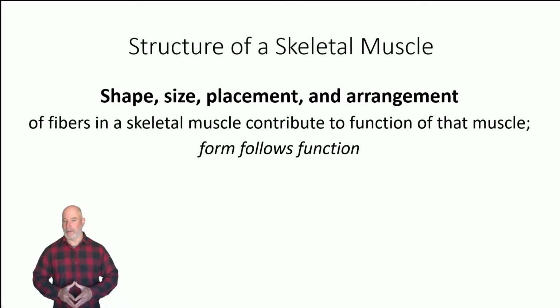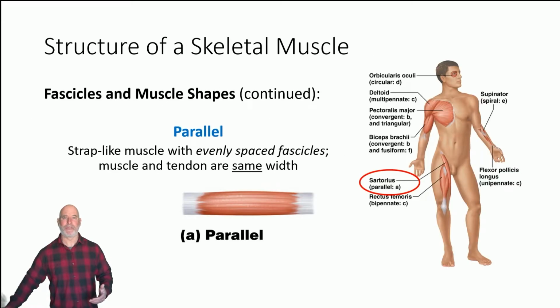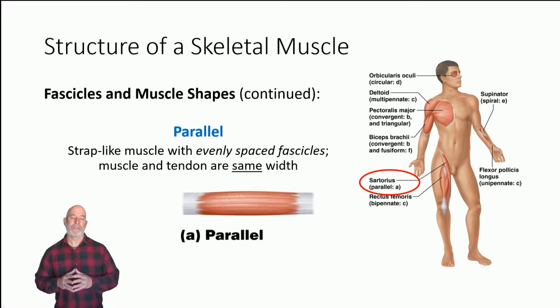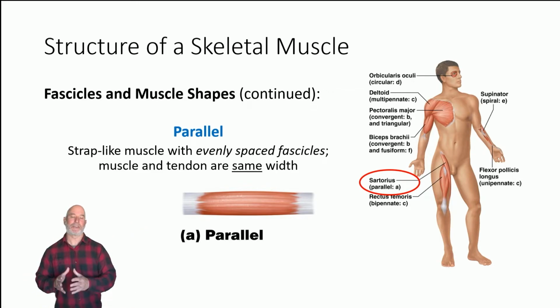Now, our muscles come in different sizes, different shapes, and they're in different areas and arrangements throughout our body. And form and function matter, right? Form follows function. So let's take a closer look at what I mean about the different sizes and shapes of muscle. So the first one is this parallel muscle here. You have a muscle called a sartorius, and it runs right through the middle of your leg. And basically, it's strap-like. The fascicles are basically evenly spaced, and the muscle and the tendon are the same width.